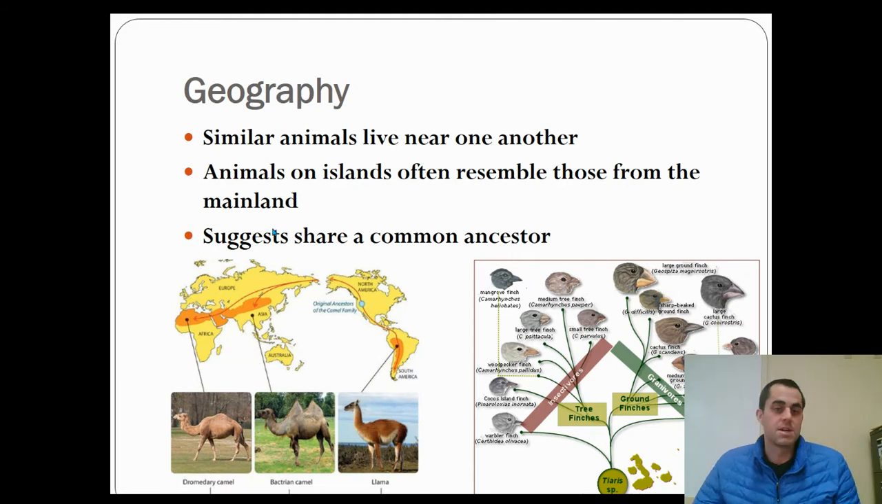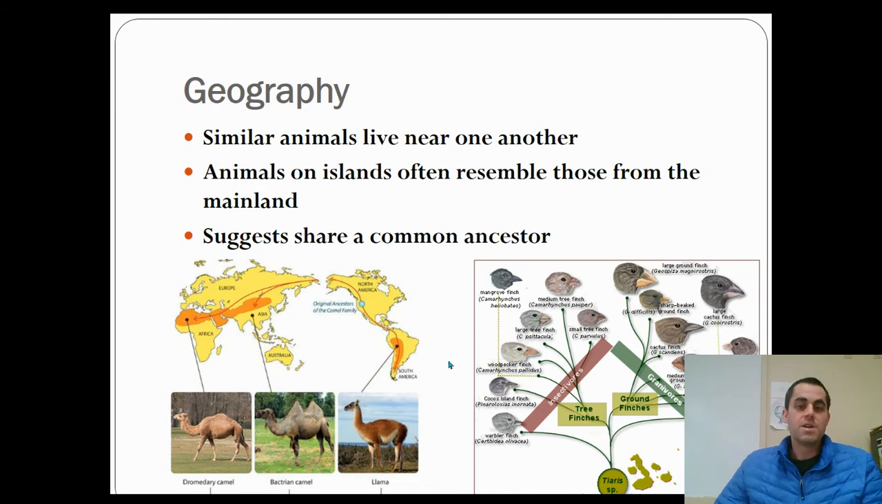So here's another example. We know that South America has alpacas and llamas, and Africa and Asia have camels, and they're related. They have similar stomach structures. They have similar eating habits. They look similar. They're all in the family Camelid.